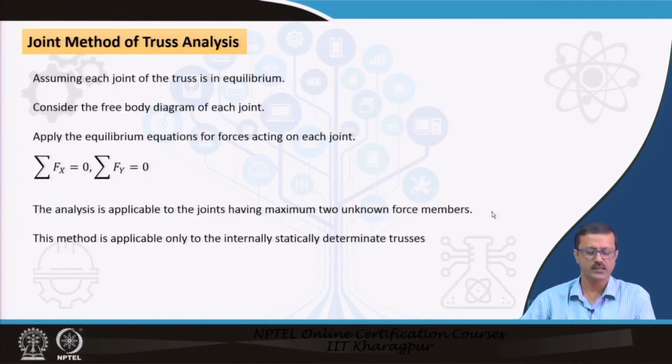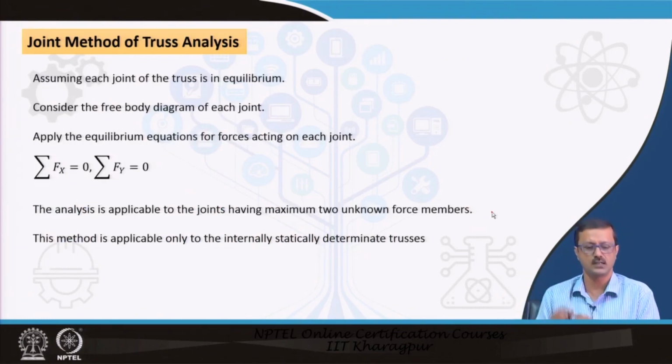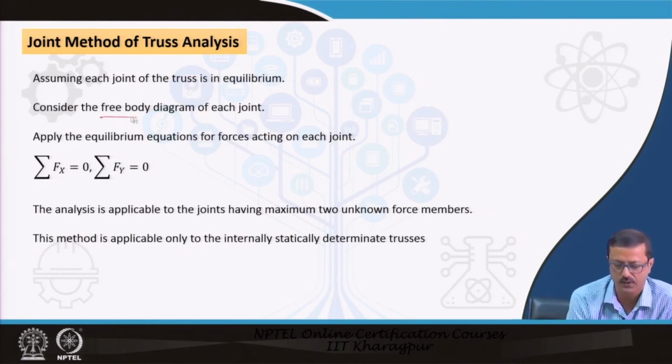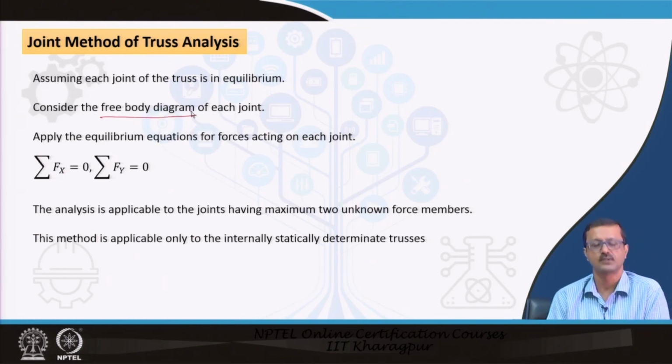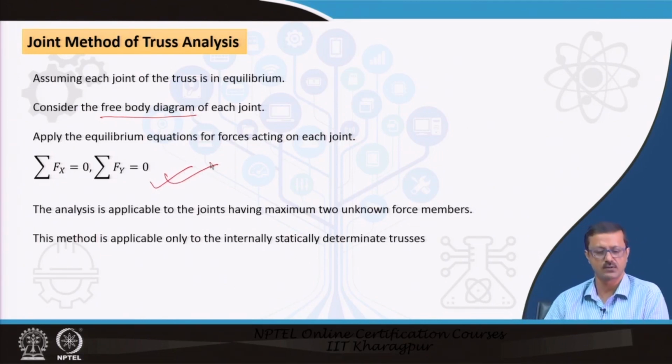So, in the joint method of the truss, what will we do? We will assume each and every joint, and we have to go one by one. We have to draw the free body diagram of each joint of each node, and we will apply the simple equations sigma Fx equal to 0 and sigma Fy equal to 0. In this analysis approach, at most 2 unknown forces have to be tackled at a joint. So, we have to go like that.